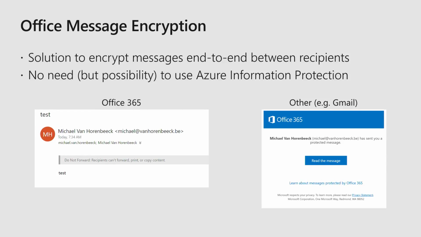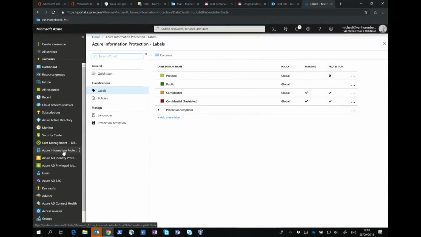So that's from a, again, 10,000-foot overview what message encryption and AIP can do for you. So let's now dive into how that relates to Exchange Online and why that is relevant. So let me switch over to my demo machine. What you can see here basically is the Azure Information Protection portal in the Azure portal, where I've defined a couple of labels. This is my live environment. I use this all the time in production.